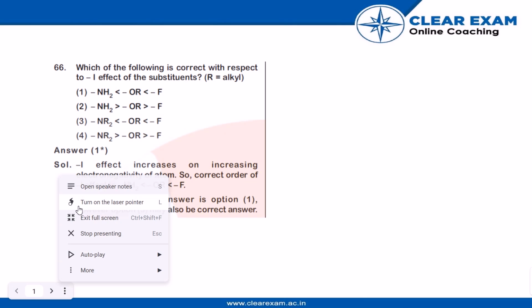So the -I effect increases on increasing electronegativity of the atom. So this effect increases on increasing electronegativity of the atom. So the correct order of the I effect is this.